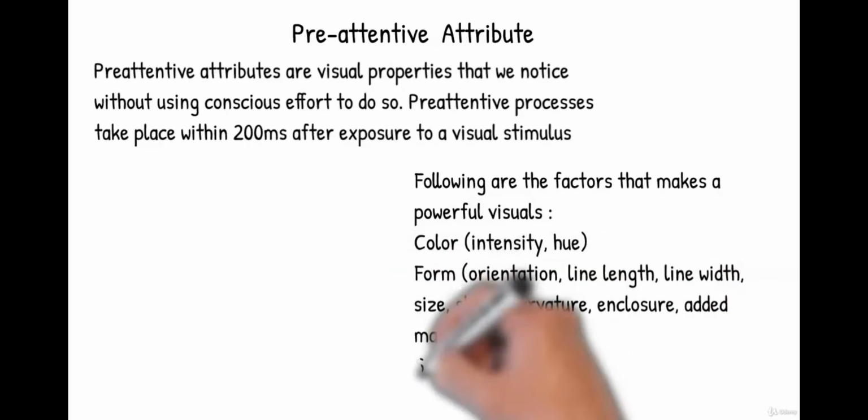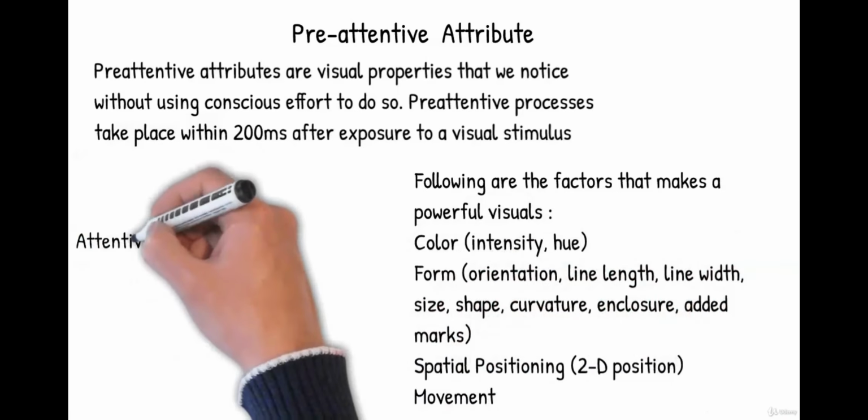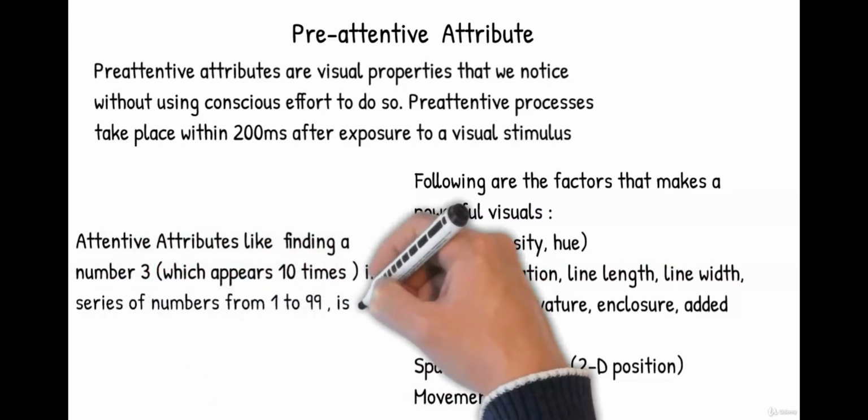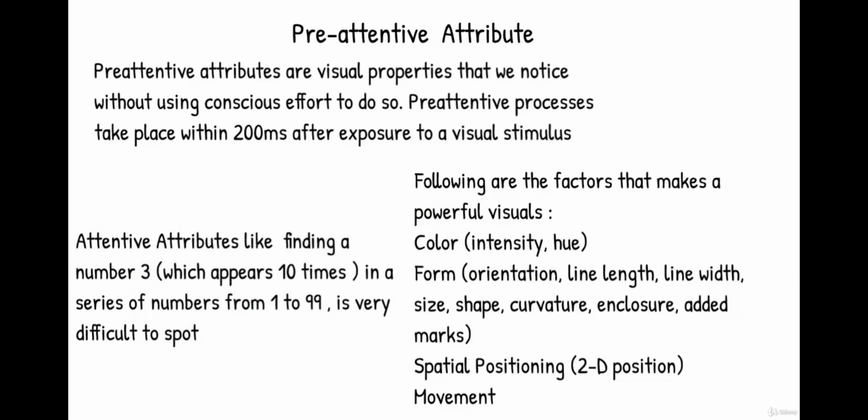Now, in any visualization, pre-attentive attributes are of utmost importance. These are the visual properties that we notice without using a conscious effort to do so. Pre-attentive processes take place within 200 milliseconds after exposure to a visual stimulus. Some of the factors that make up the pre-attentive attributes are color, which is intensity or hue; form, that is, whether it's line length, width, size, shape, etc.; and the spatial positioning, like 2D positions, and the movement.